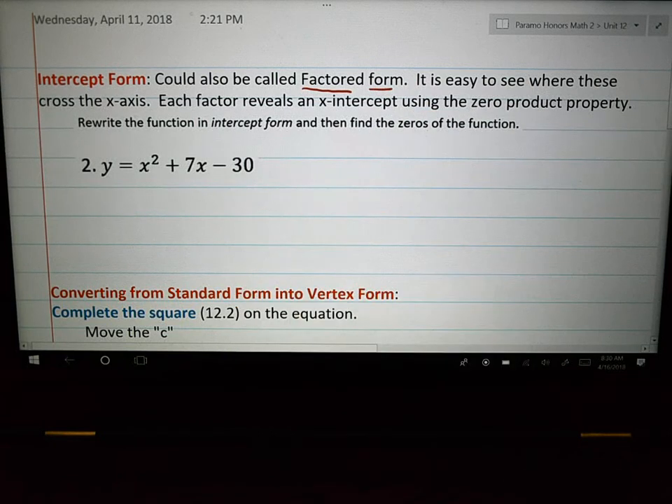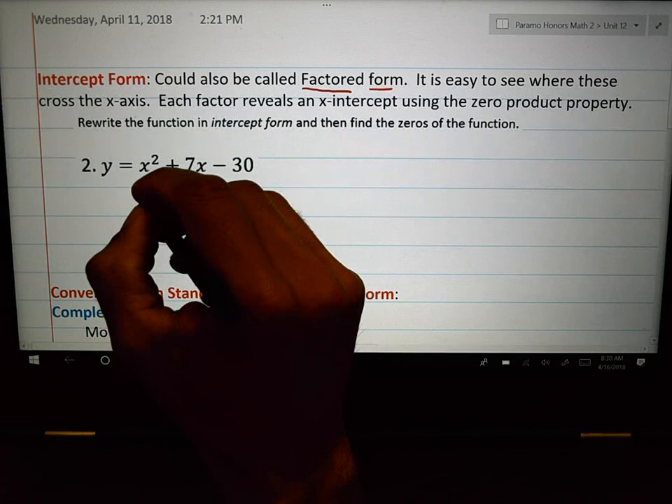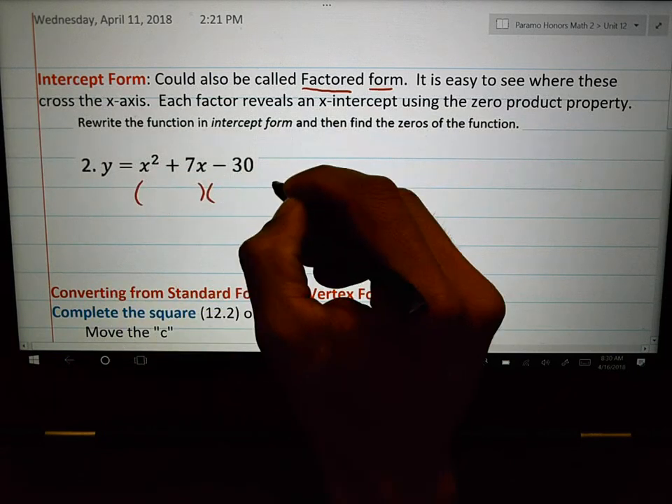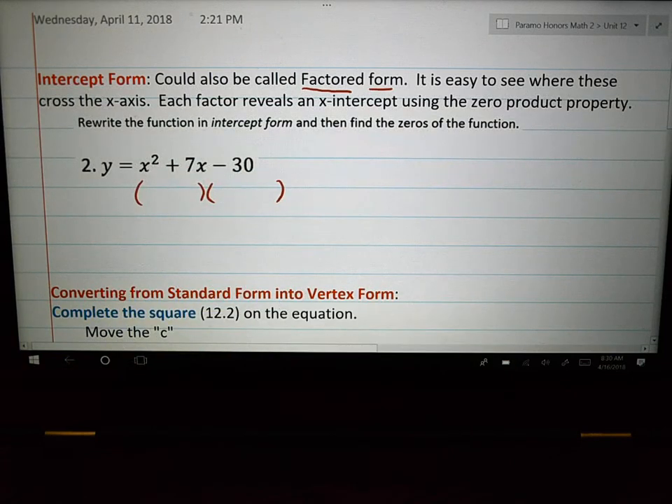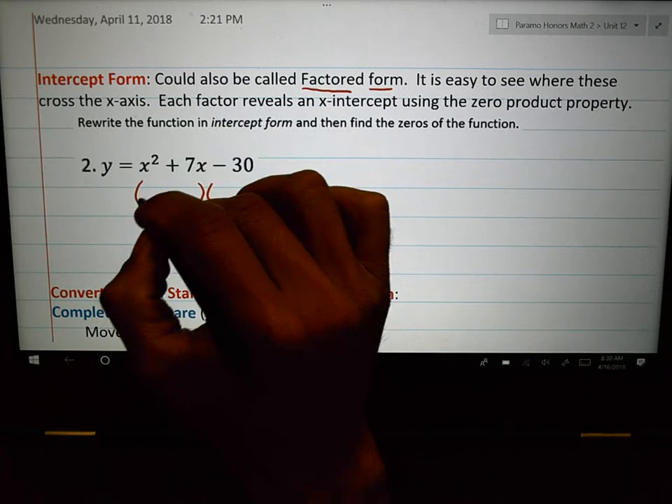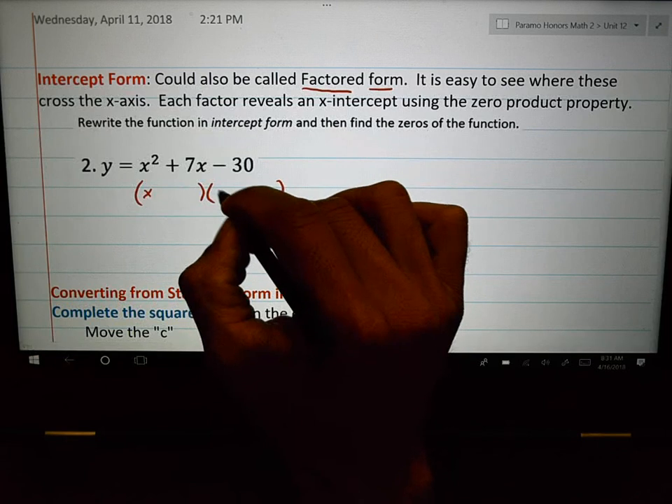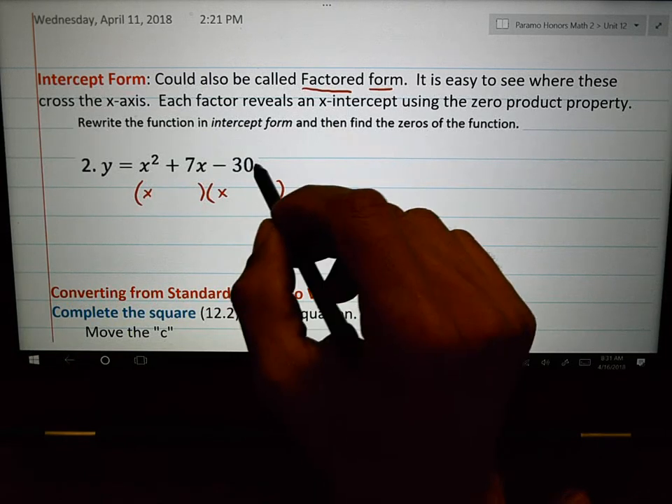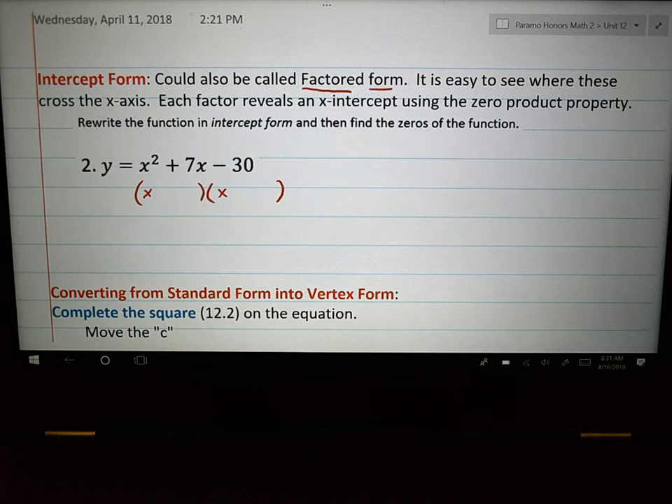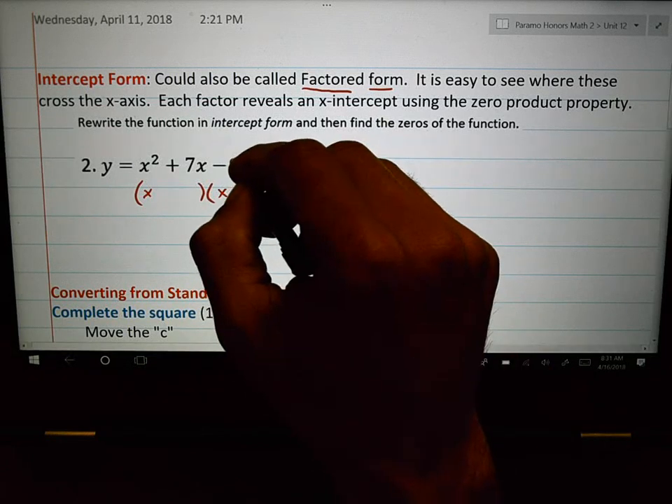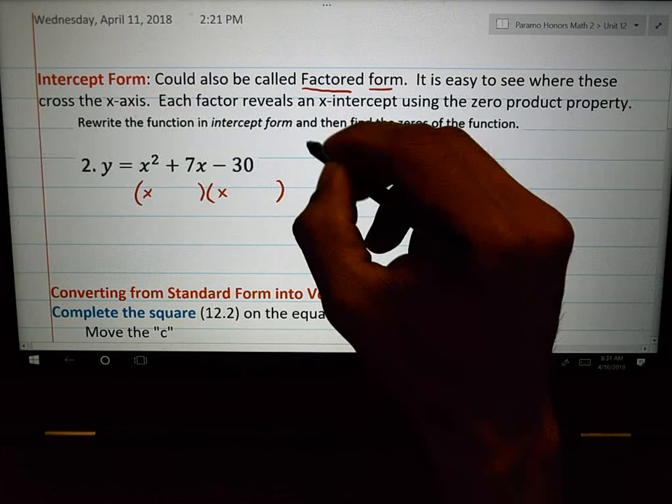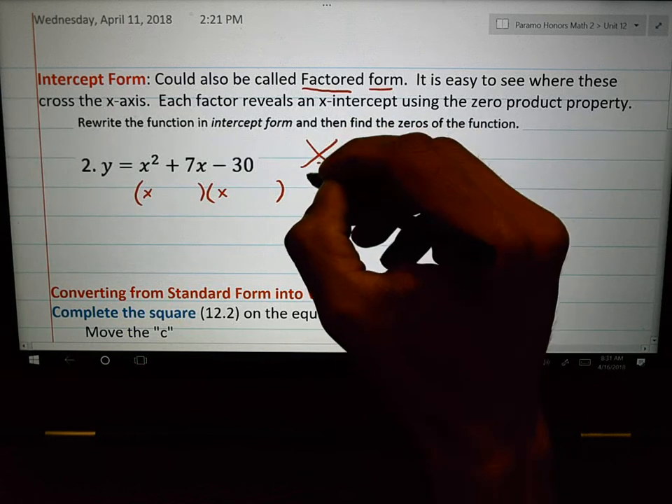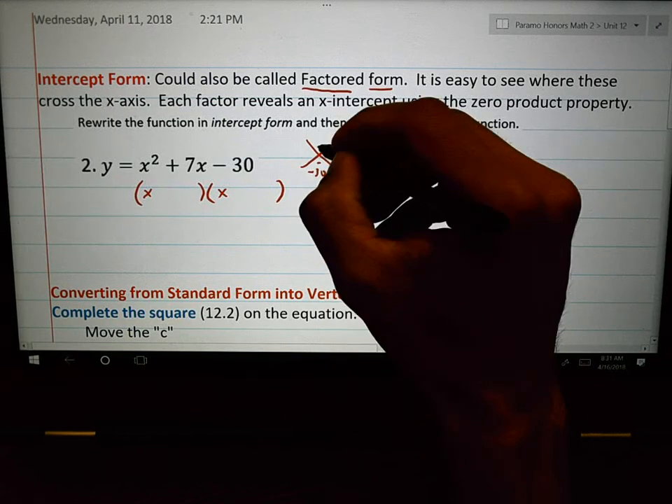So what does that mean? Factoring that we did a long time ago still comes into play. You're going to factor whatever they give you and put it into factored form. So this is where you try to figure out what times what gives you the first thing. X times x gives you that first x squared. And what times what multiplies to be negative 30 but adds to be a positive 7?